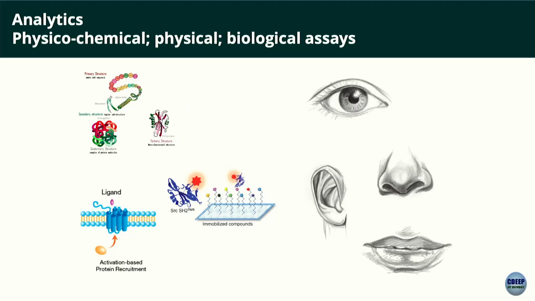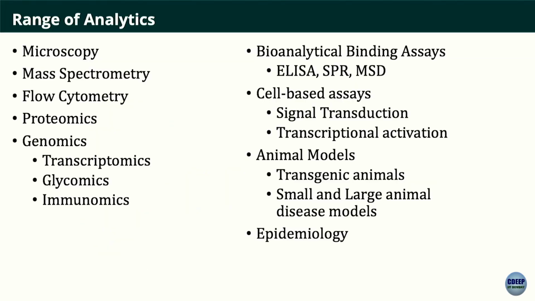So we are basically looking at the naak, kaan, muh, aankh of any biological product that we are going to taste it or visualize or hear or sense or smell or whatever, for a biological product that is being manufactured, protein, ligand, whatever. Right? So what comes in the analytics range? First is microscopy, just looking at what is happening.